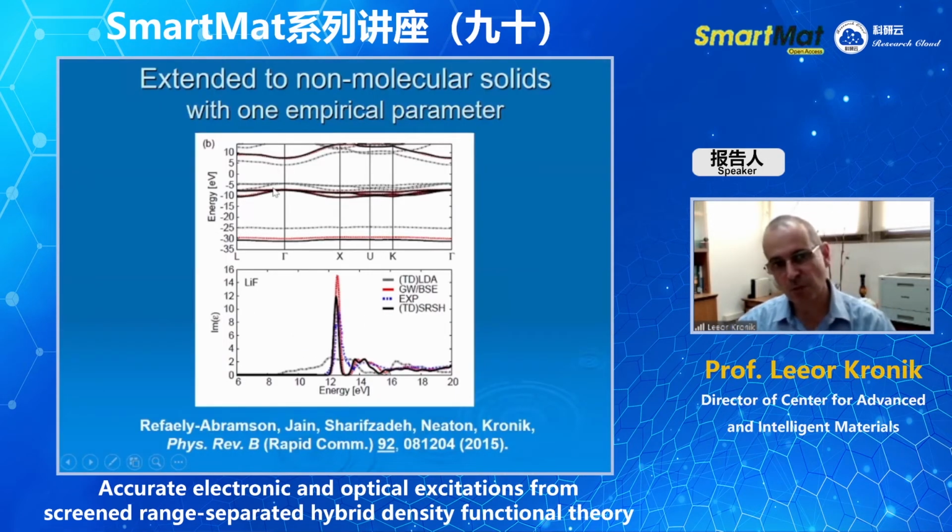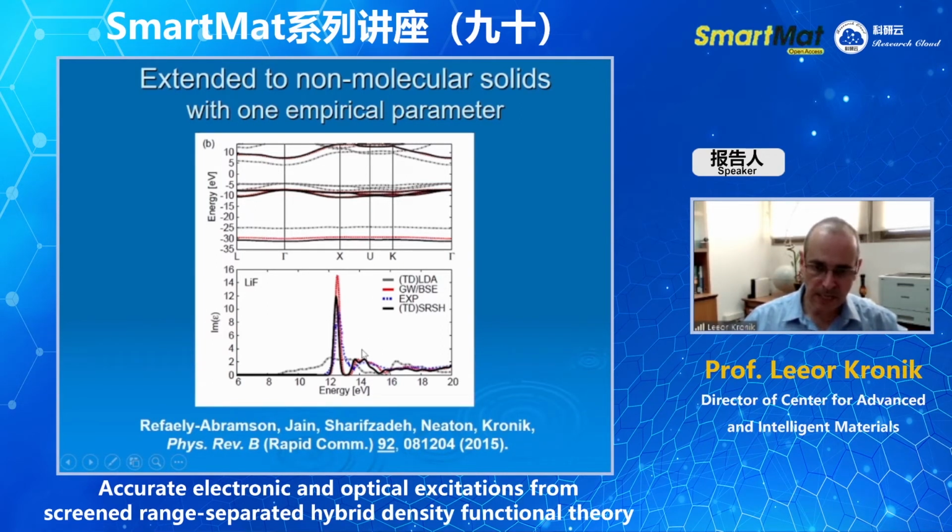First, we wanted to see, well, is it even worth doing? So we took a non-molecular solid, in this case, lithium fluoride. And we said, well, suppose we choose the range separation parameter empirically as a start, just to see that we get the right gap that is known experimentally, and calculate the optical spectrum. Do we gain something from it?